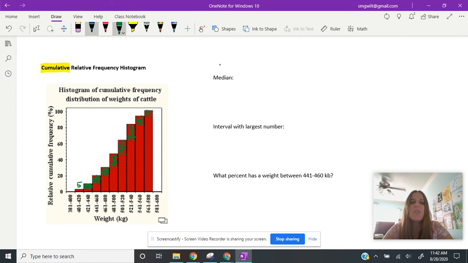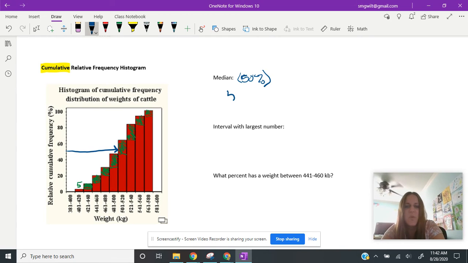Okay. A cumulative relative frequency histogram actually makes the median easy, because remember that the median is that 50% point of the data. So if I'm thinking about where 50% is, 50% is between 60 and 40. So if I were to figure out where that bar is, that's between 501 and 520. So I don't have to add up to see where I get 50. I just have to find 50 on my relative cumulative frequency on the left-hand side and then see which bar hits 50. And then that bar contains the median.